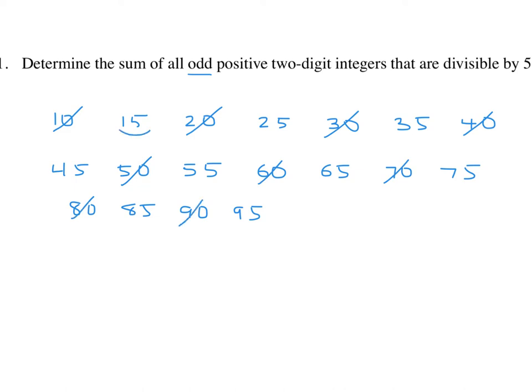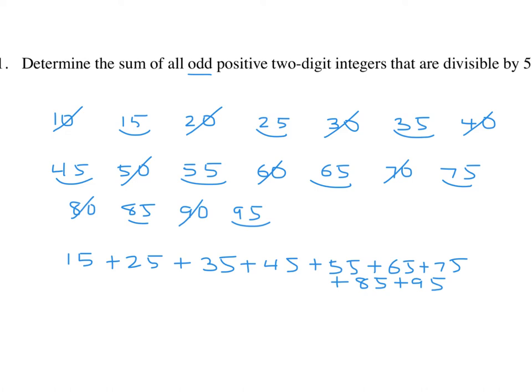And then the ones that are left, you just have to add them all up. You can do that manually, or however you want to add them up. So 15 plus 25 plus 35 and so on. And when you add up the sum, it is 495. That is the answer.